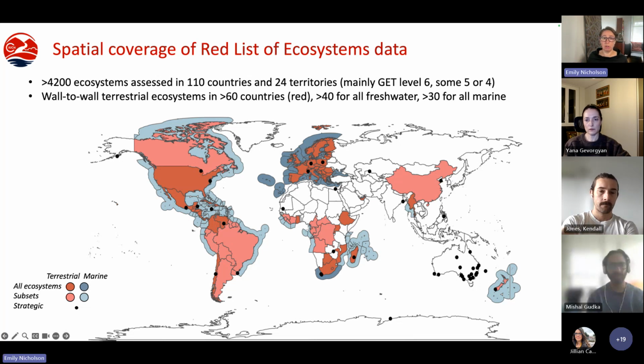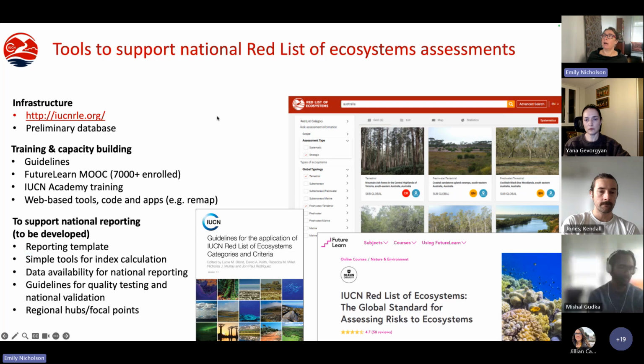And so we still clearly have a lot of work to do, but one of the things that we've been working towards is improving our set of tools to support national Red List of Ecosystems assessments. For example, we have a website which provides the main portal for accessing all this information that is on this page and more. We have a preliminary database which holds about 500 of the approximately 4,000 ecosystems that have been assessed.